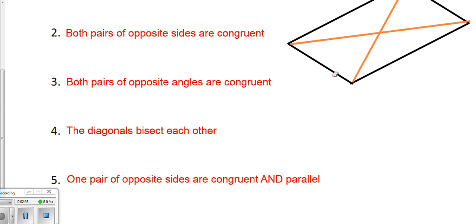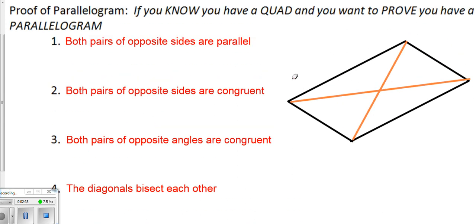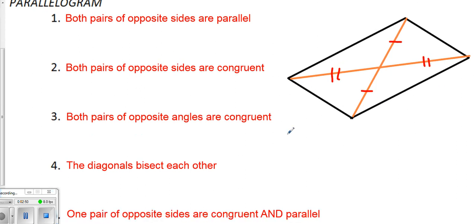If you can prove that the diagonals bisect each other. So again, we have our orange diagonals drawn in here. If you can prove that this length is the same as this one, and not just that, this one has to be the same as this one. If you can prove that, then for sure this figure would be a parallelogram. But it's only a parallelogram if both of these are true.